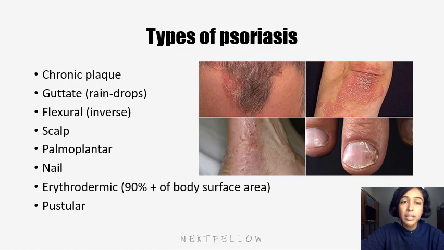Flexural psoriasis is inverse psoriasis. So this is seen in the flexures, that's the groin or the underarms, the arm folds. This is not so common.